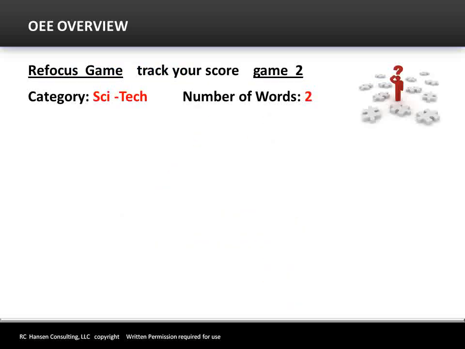All right, let's have a refocus number 2. So the category this time is science and technology. The number of words is 2. Get back to your list of 1 through 5.